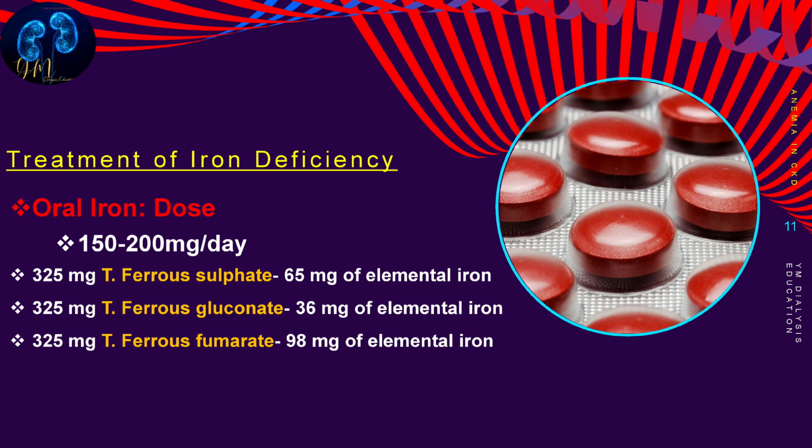Daily dosing of oral iron in adults with iron deficiency is 150 to 200 mg a day of elemental iron in divided doses. Elemental iron in various iron preparations: a 325 mg tablet of ferrous sulfate contains 65 mg of elemental iron, a 325 mg tablet of ferrous gluconate has 36 mg of elemental iron, and a 325 mg tablet of ferrous fumarate has 98 mg of elemental iron.